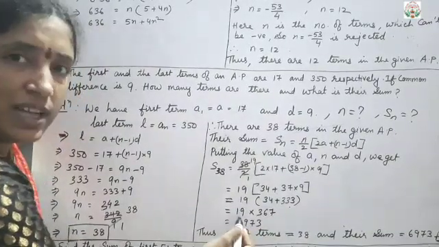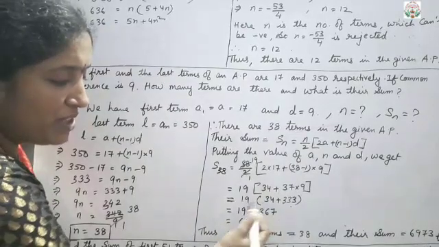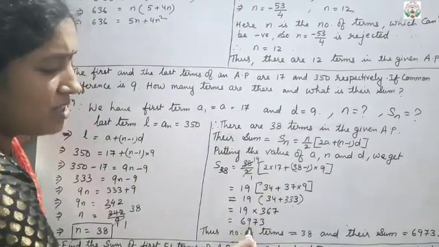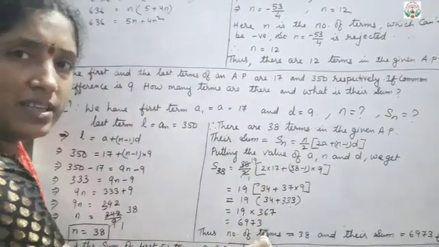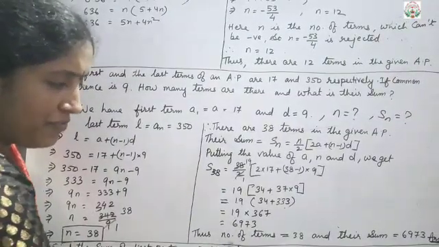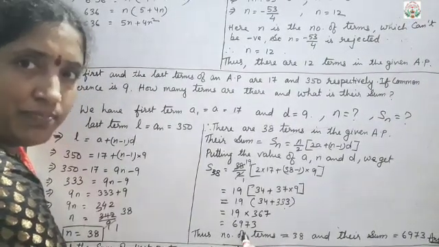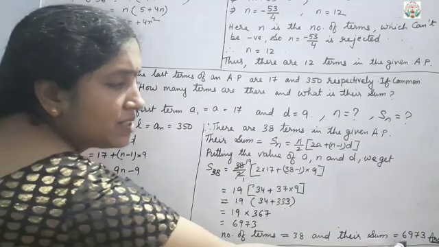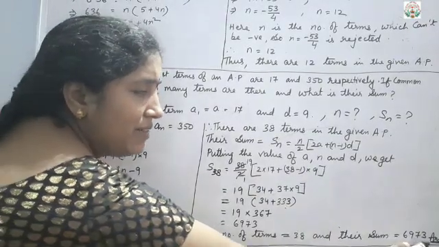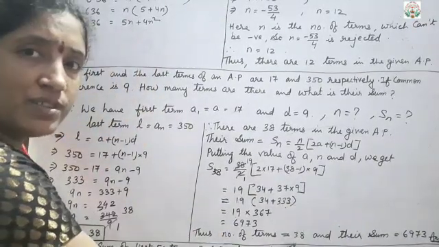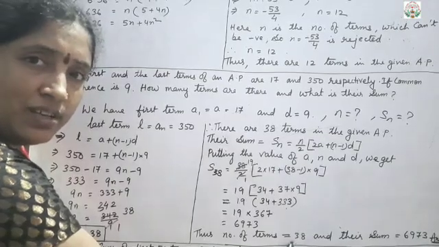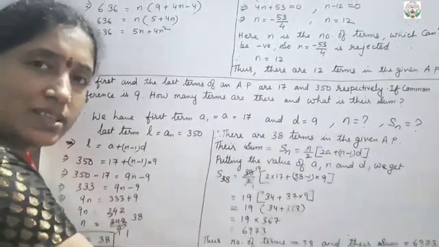367 multiplied with 19. So on multiplication of these two, what will we get? 6973. So the sum of the 38 terms of the AP will be 6973. And how many terms are there? 38 terms. Okay, so that is the answer of the 6th question.